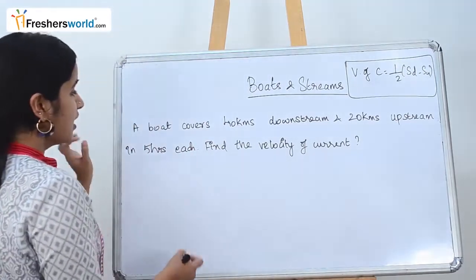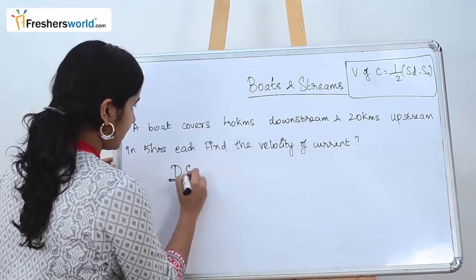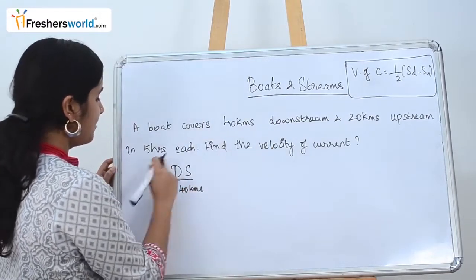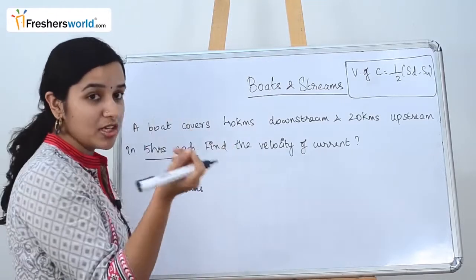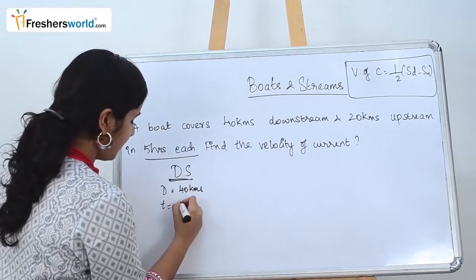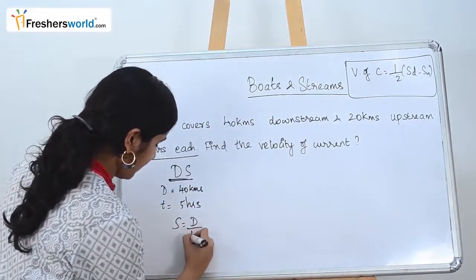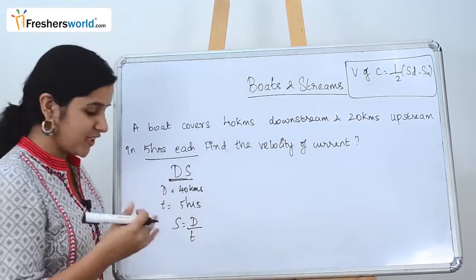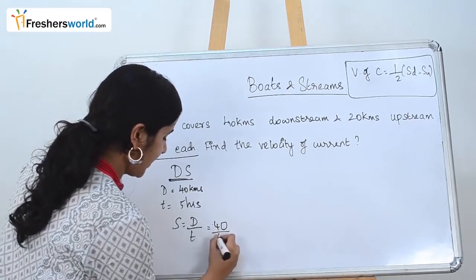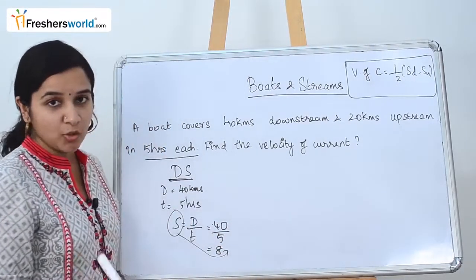So they have given that the boat covers 40 kilometers downstream, so the distance is 40 kilometers and the time taken is 5 hours each. Downstream is 5 hours, upstream is also 5 hours. We know the formula, speed is equal to distance by time. We know the distance and the time, so let's find the speed. D is 40 and the time is 5, which is 8. So the speed downstream is 8 kilometers per hour.